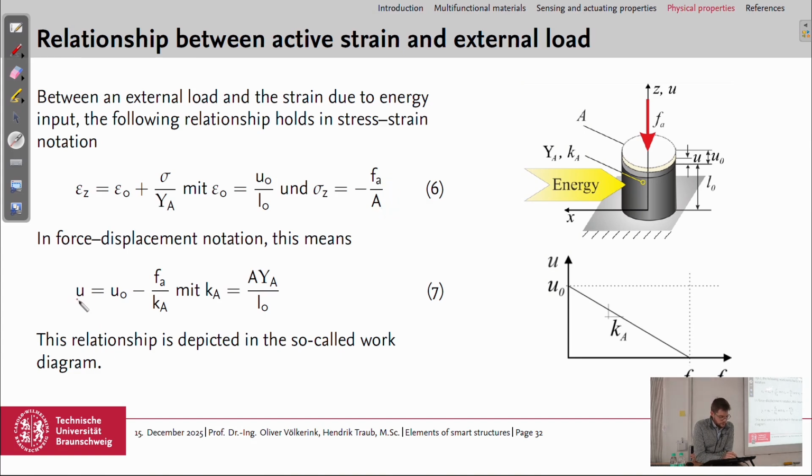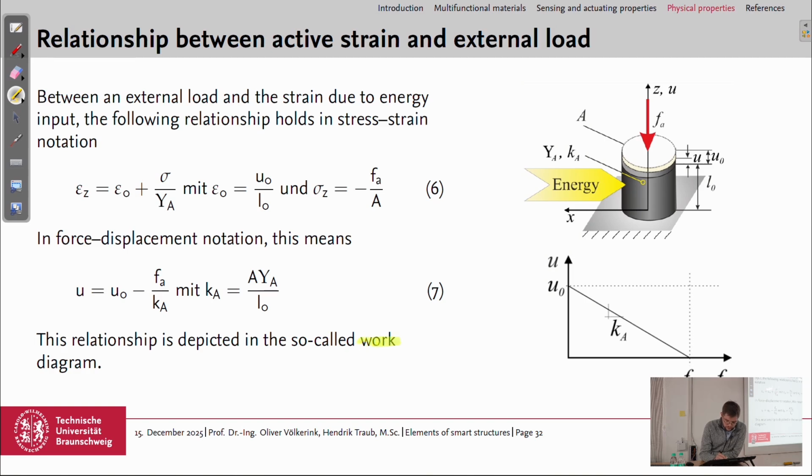And then we could also write it down in force displacement notation. So we have the total displacement U is U0 minus Fa divided by the spring stiffness Ka, which we have already defined. And with that, we can build up a so-called work diagram.